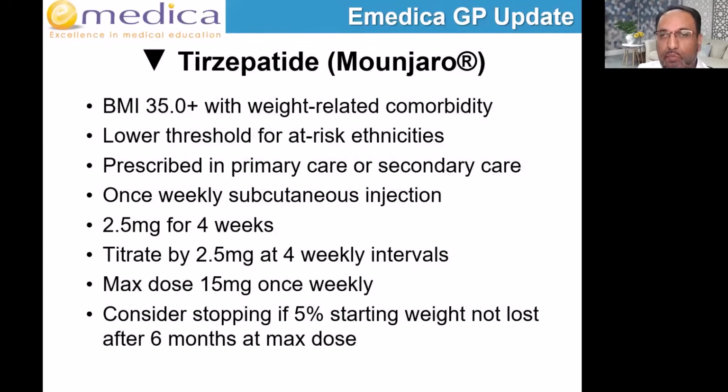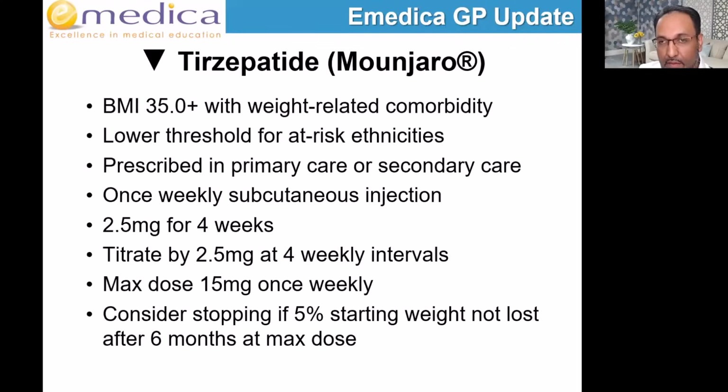Tirzepatide, so brand name Mounjaro. So the NICE guideline allows for this to be prescribed with a body mass index of 35 plus and at least one weight-related comorbidity. As I mentioned, what's being funded in England particularly is, for the first year of the launch, 40 plus body mass index and 4 weight-related comorbidities. Remember that the threshold for obesity 2, which is what this is set at, drops by 2.5 for those ethnicities known to be at increased risk.